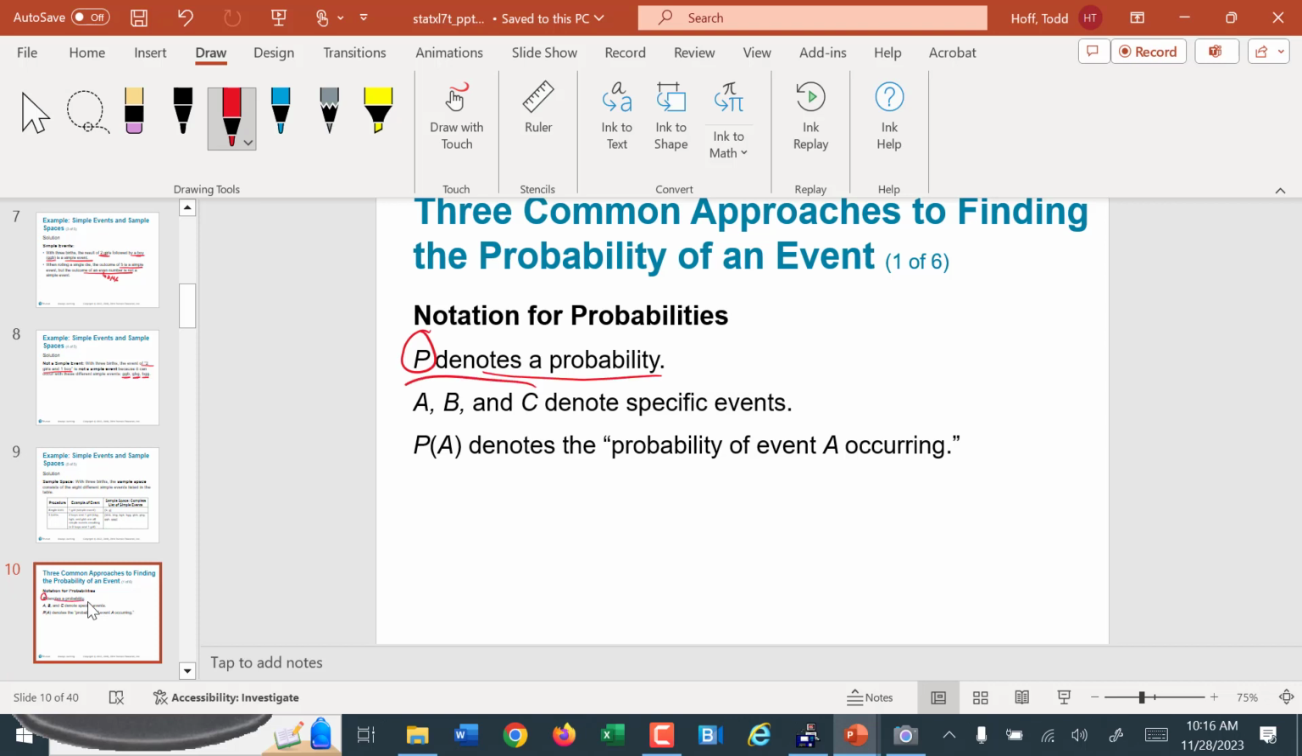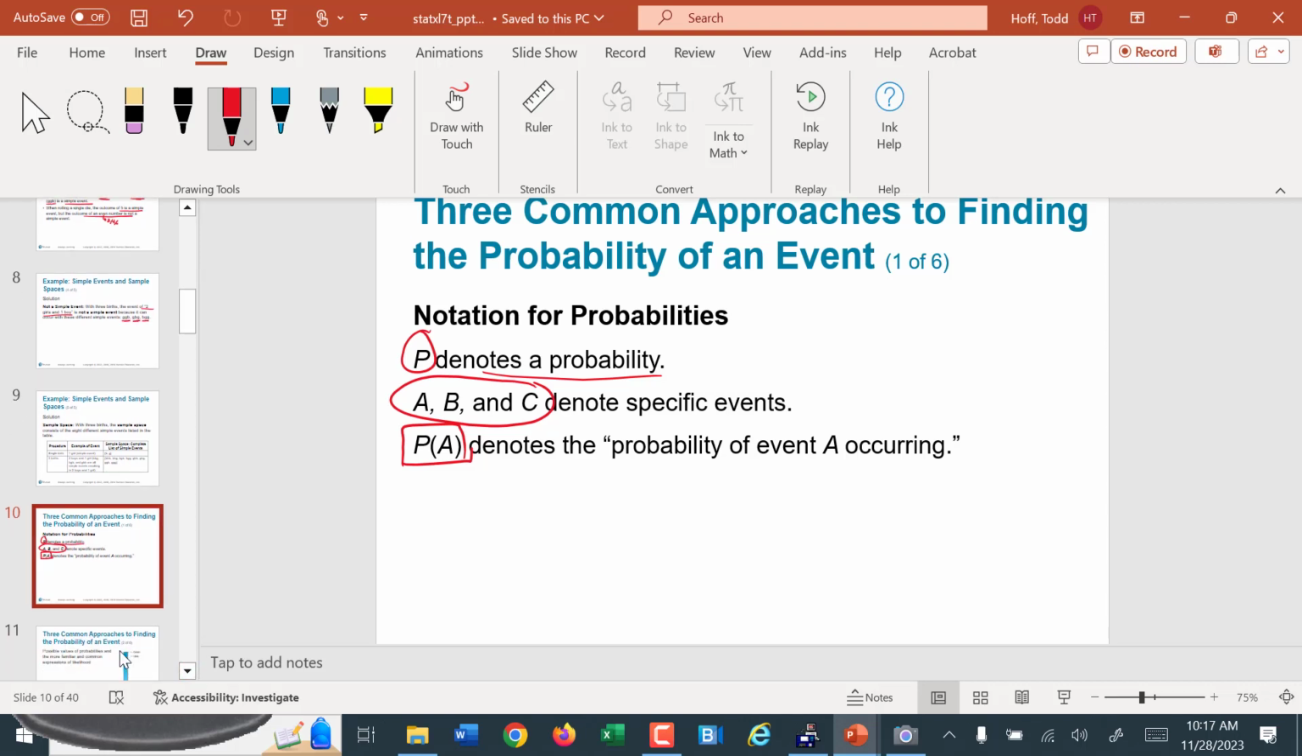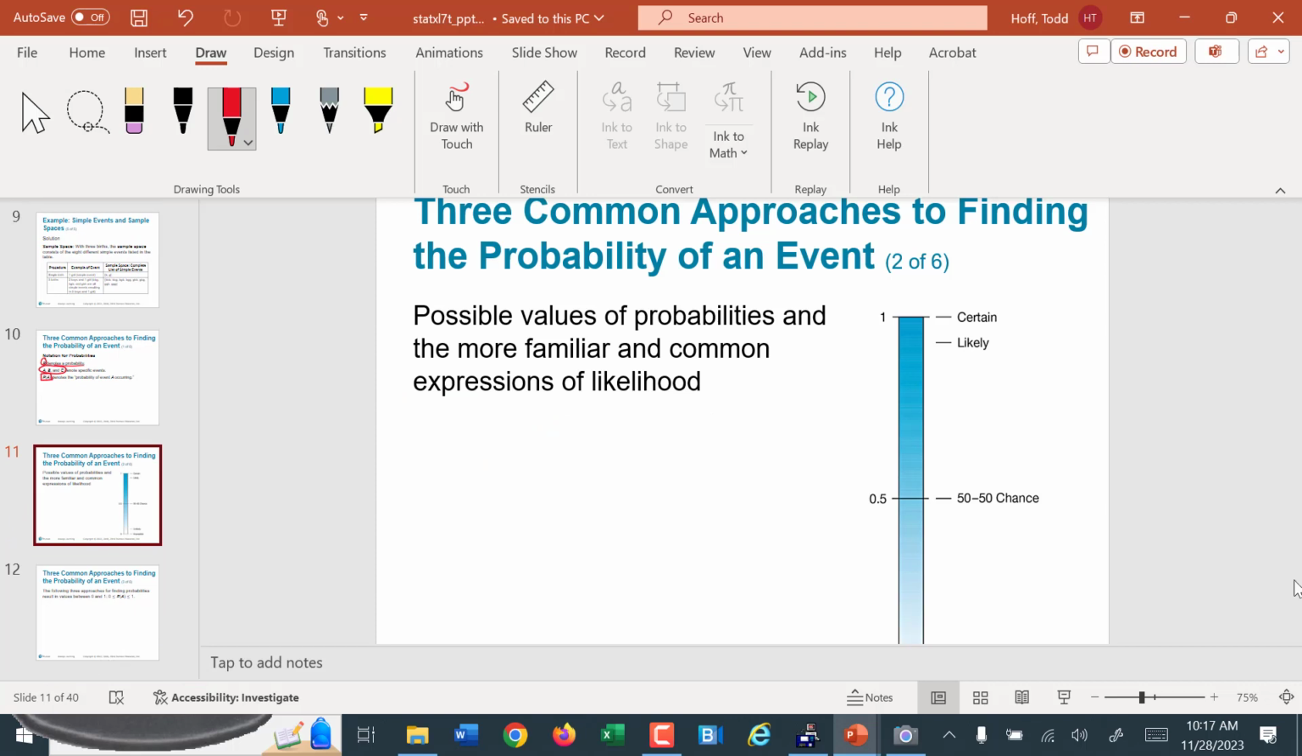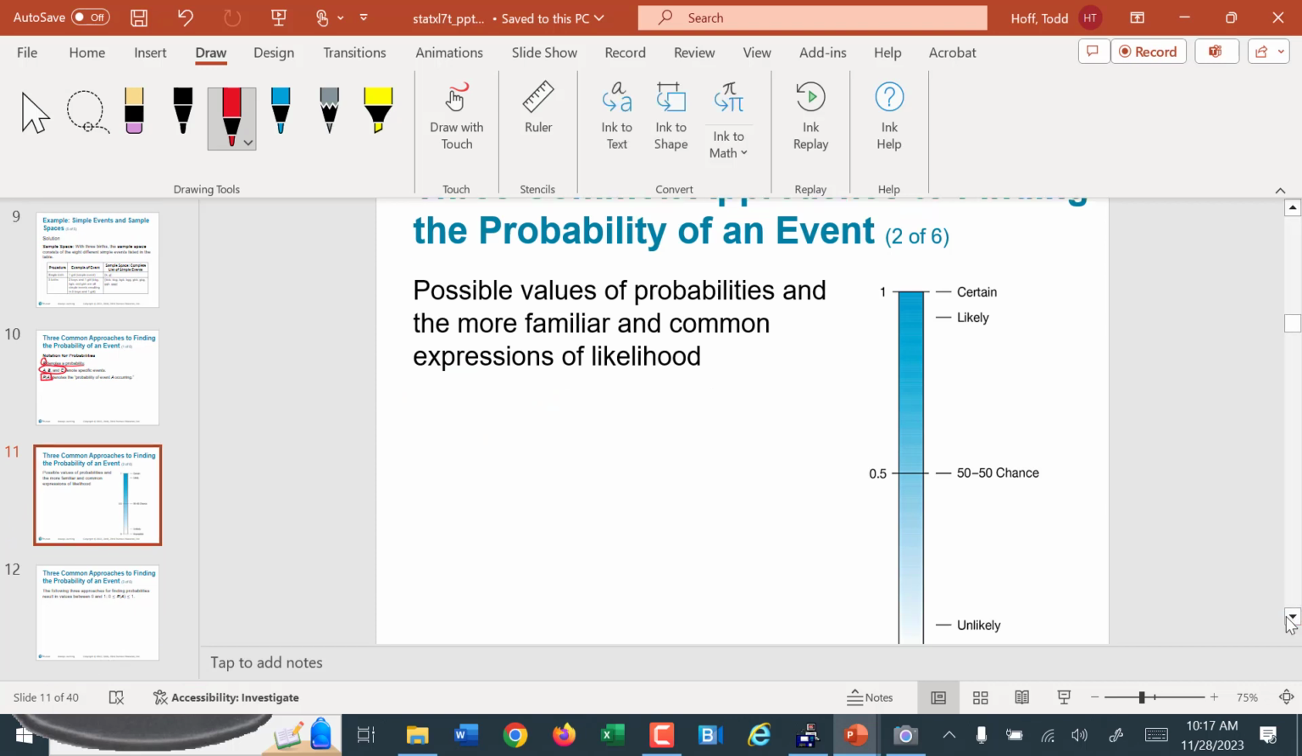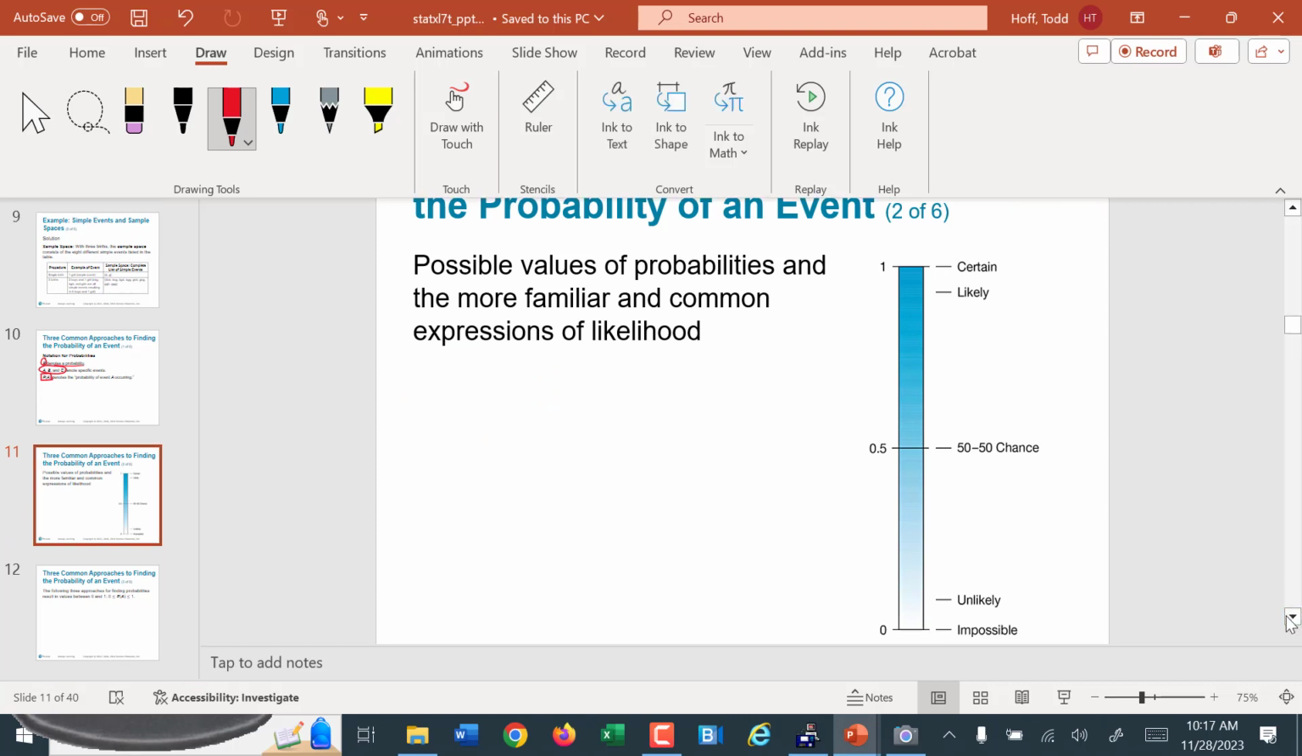Our events are usually labeled with capital letters. A, B, and C are the most common, but they could be any letter. And so P with A in parentheses is read P of A, or the probability of event A. And that's asking, what is the probability that event A will occur? And when we deal with probabilities, they range from 0 to 1, with 0 meaning it is impossible.